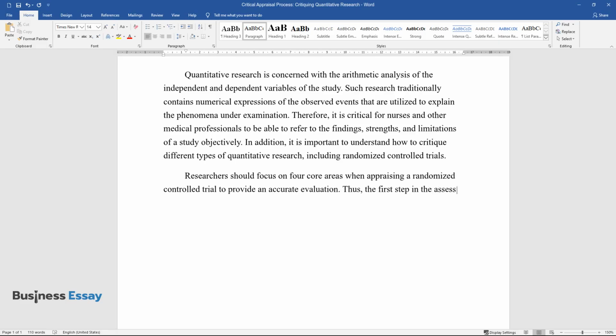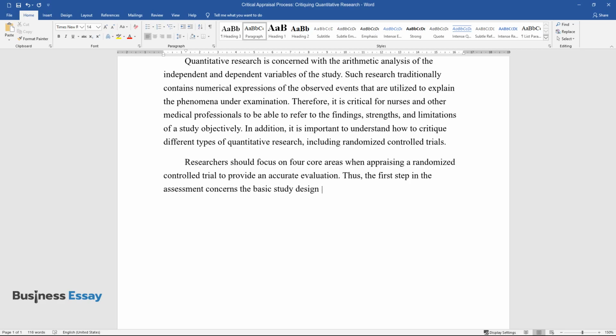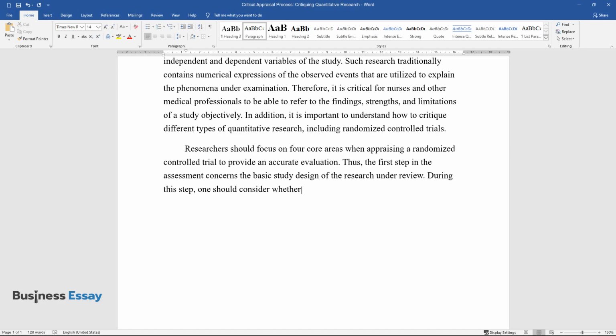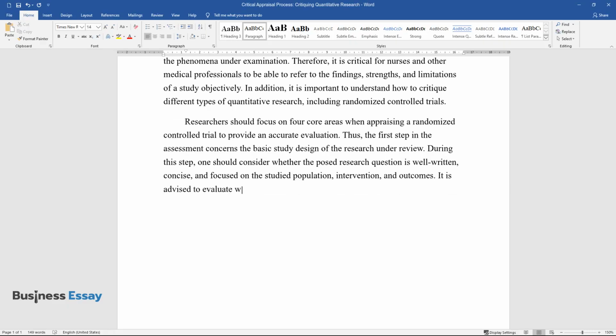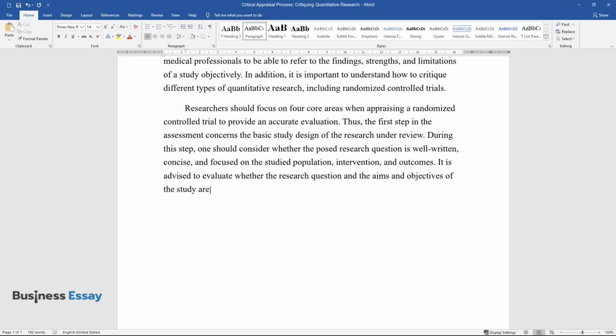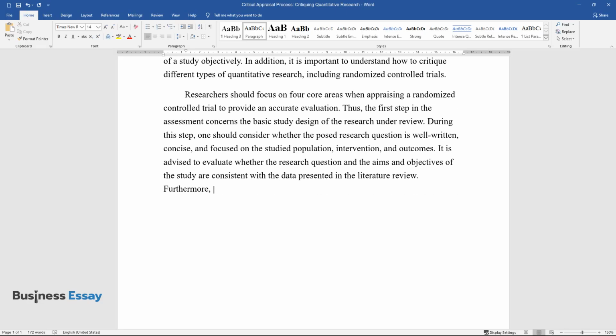Thus, the first step in the assessment concerns the basic study design of the research under review. During this step, one should consider whether the posed research question is well written, concise, and focused on the studied population, intervention, and outcomes. It is advised to evaluate whether the research question and the aims and objectives of the study are consistent with the data presented in the literature review.